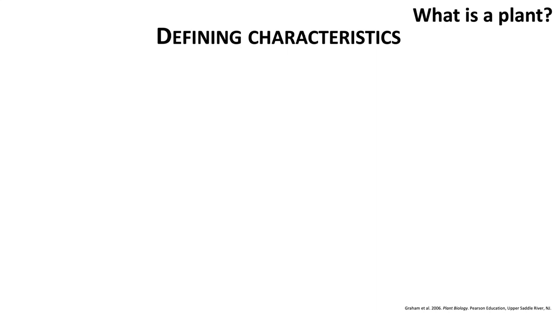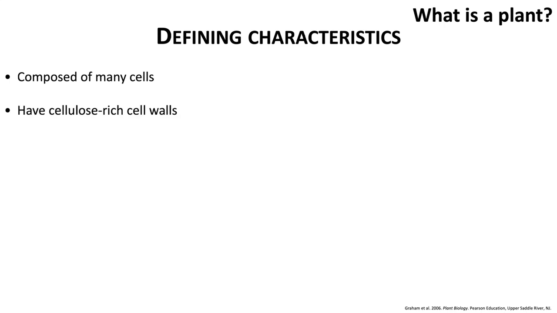I'm actually going to provide a definition from another textbook here, which is slightly different from that listed in your book, but the characteristics it includes are more relevant to how we see and notice plants. In general, plants are composed of many cells, as opposed to some unicellular fungi and algae, both of which are groups closely related to plants. Plants have cellulose-rich cell walls.